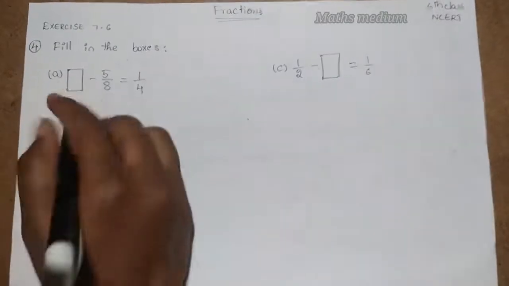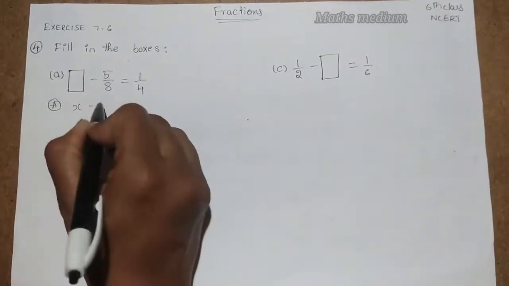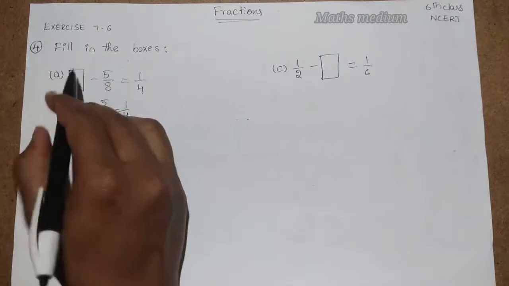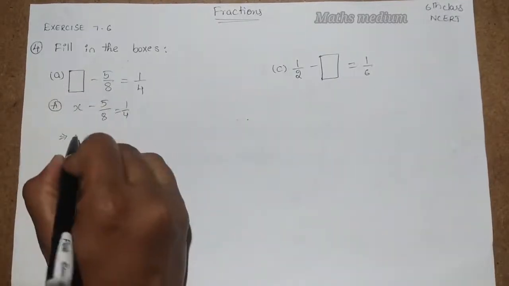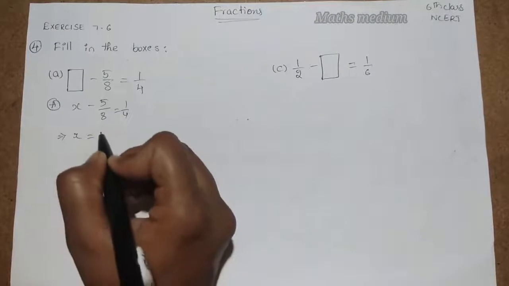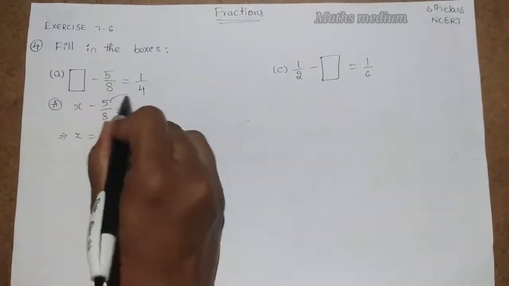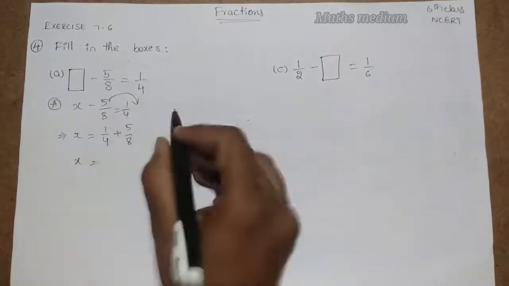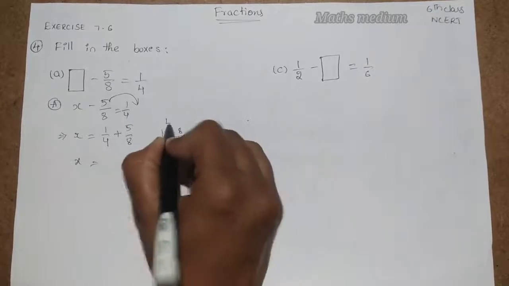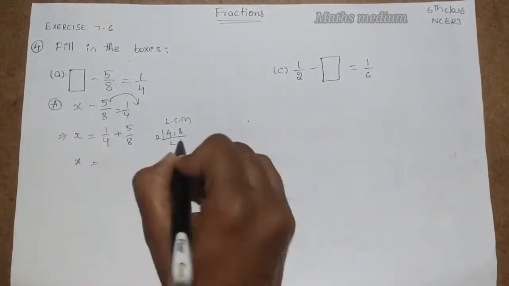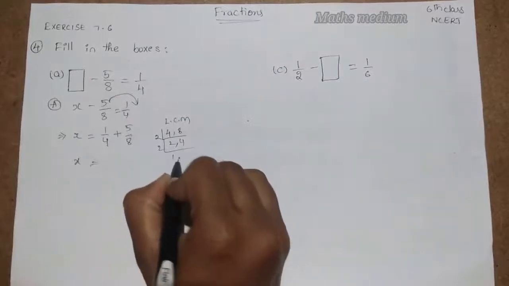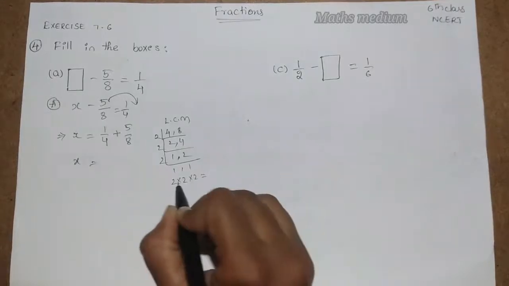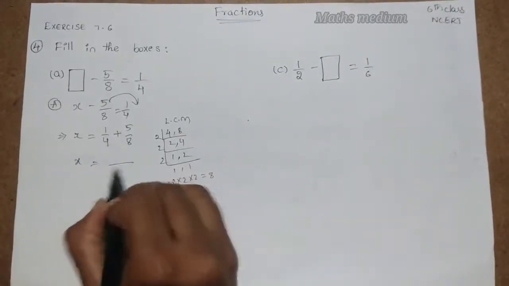Coming to here, we are having an empty box. Let it be x minus 5 by 8 equal to 1 by 4. Here, x is the empty box. Okay, so x is equal to 1 by 4. Convert this fraction to this side, so plus 5 by 8. So x equal to, here we are having 4, 8. Take LCM. 2 twos are 4, 2 fours are 8. From these, 2 ones are 2, 2 twos are 2, 1, 1. 2 into 2 into 2, that equals 2 twos are 4, 4 twos are 8. So 8 is the LCM for this one.